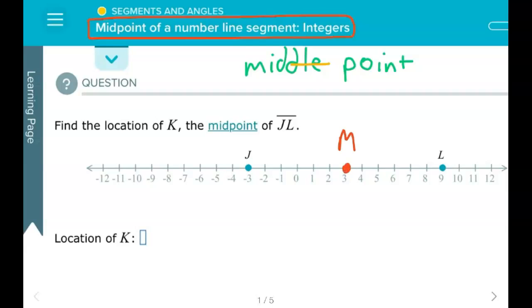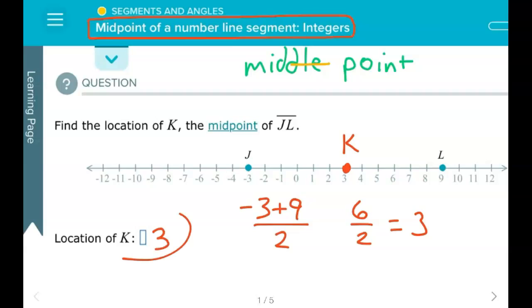Another way to do that is to do the calculation. It's the average of the endpoints. So add them together and divide by 2 since there's 2 endpoints. -3 plus 9 is 6. 6 divided by 2 is 3. So the midpoint location, they're calling the midpoint K here, the location of K is 3.